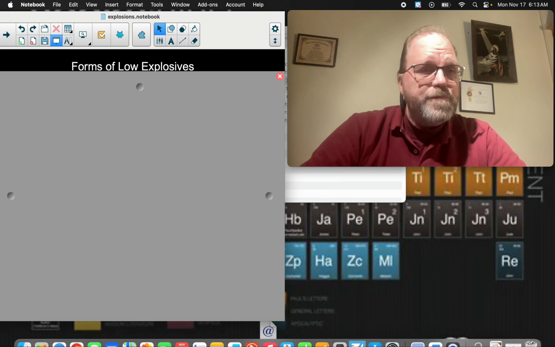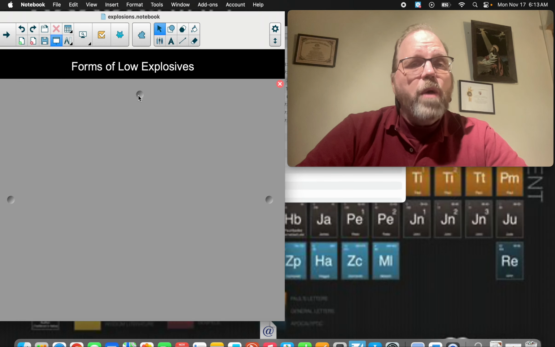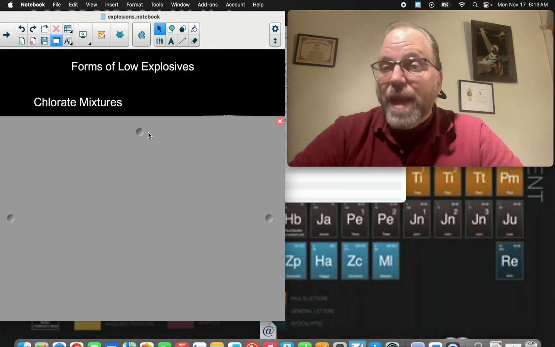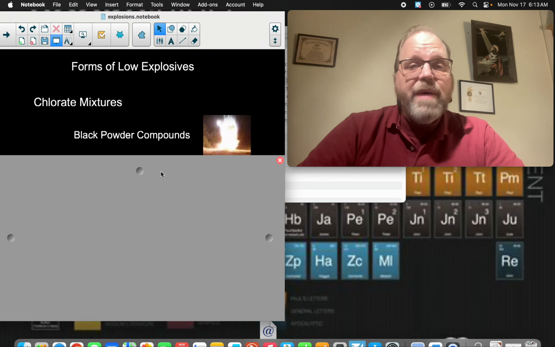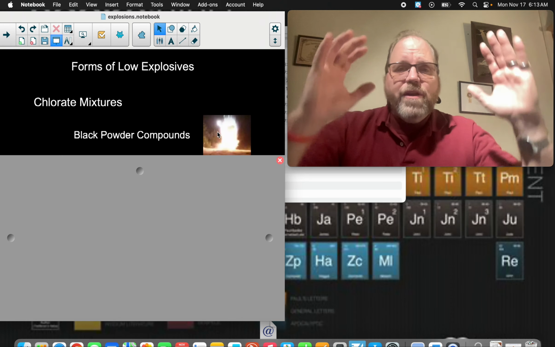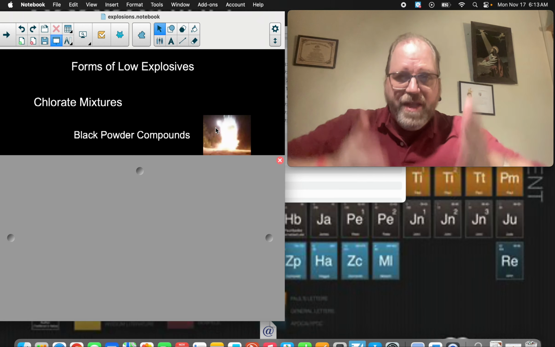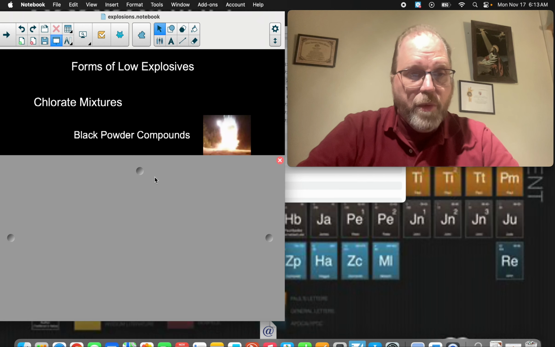Now, forms of low yield. There are two main forms. First is called the chlorate mixture. This is basically black powder, and you can tell it by the color that we have here. You'll notice there are no gaseous waves on the outside because of all that burning process that's going on there.